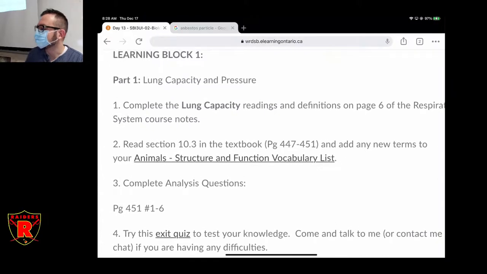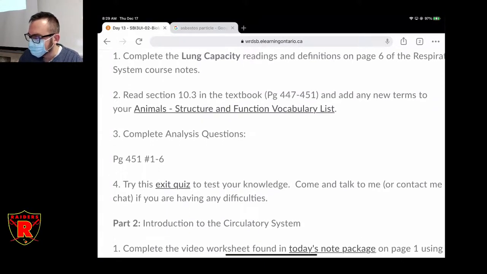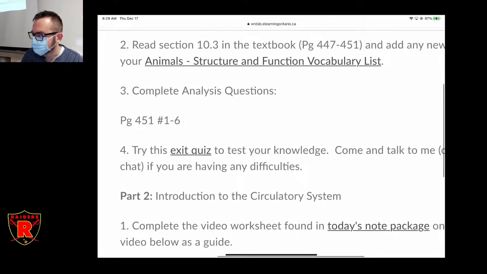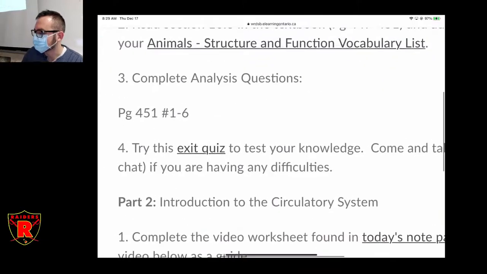And when you're doing that, there's a bunch of new vocabulary in there. Great idea to add that to your vocabulary list while you're doing that. Okay. So there's that. There's a couple questions from the text. It's page 451, numbers 1 to 6. And then there's a little exit quiz there.